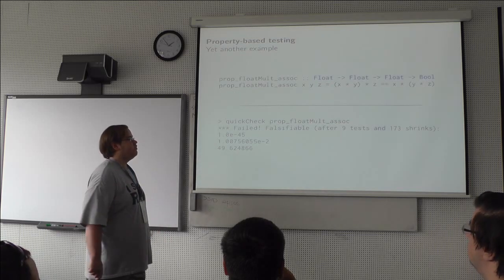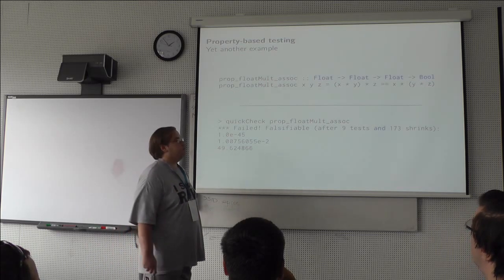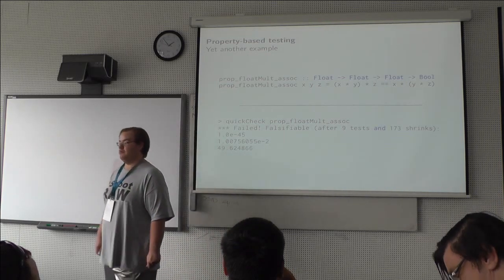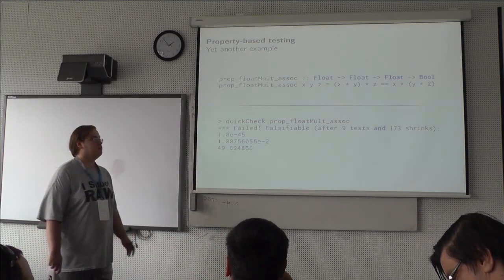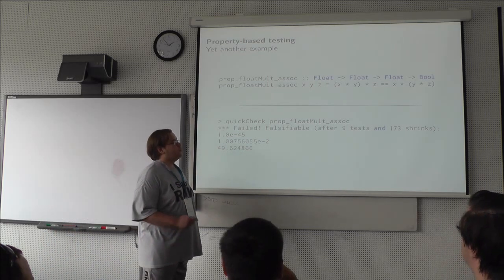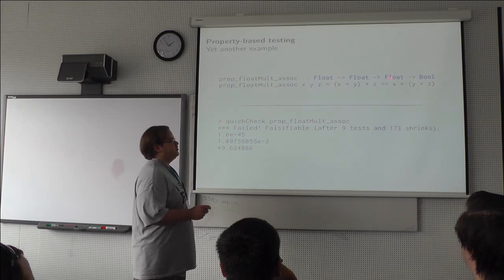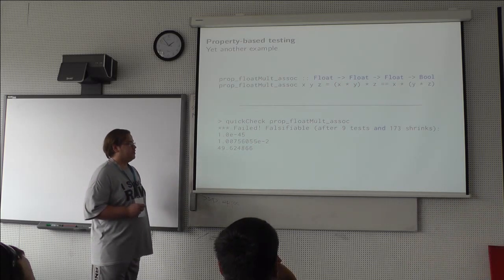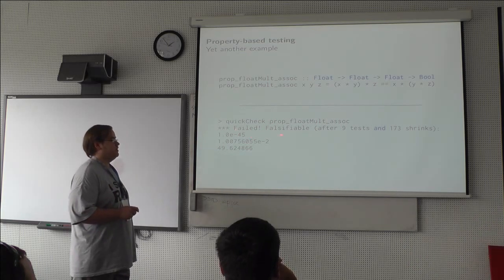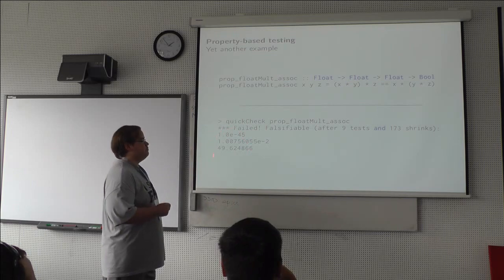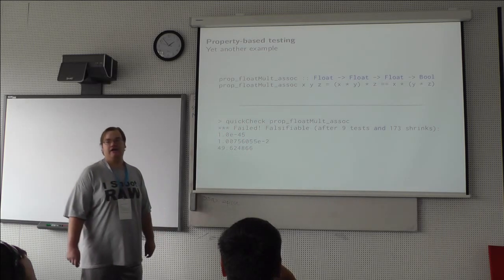But what about a counterexample for this? Floating point arithmetic. According to the IEEE standard, multiplication of floating point numbers is not associative. So if we change these integers to floats and do the same thing here, we should expect it to fail, which we can see that it does. And it says the tests were falsified after 9 tests. And here's the exact input that was fed to the function and failed.